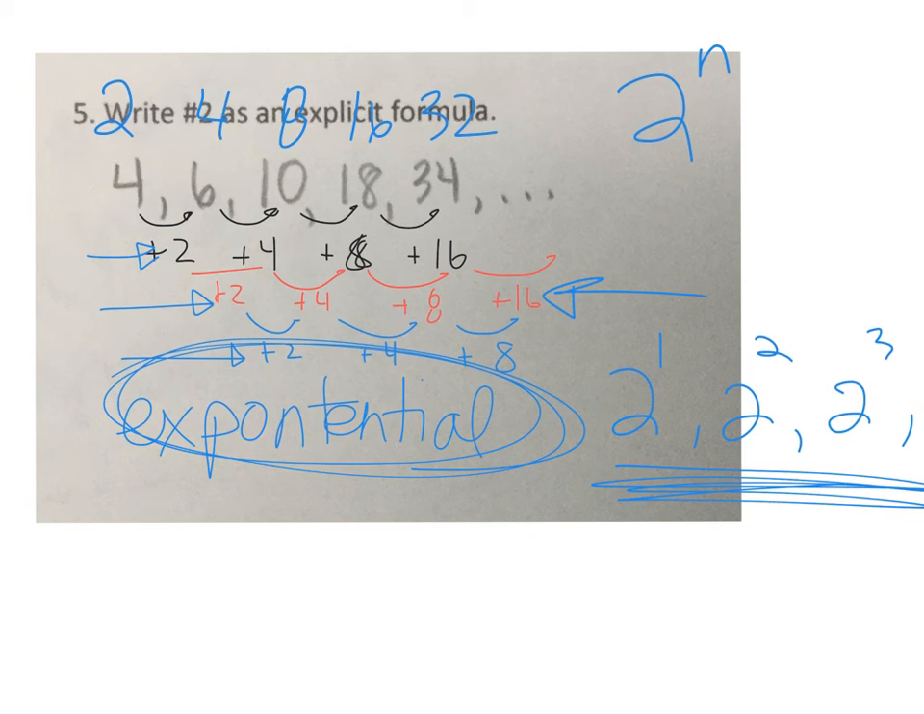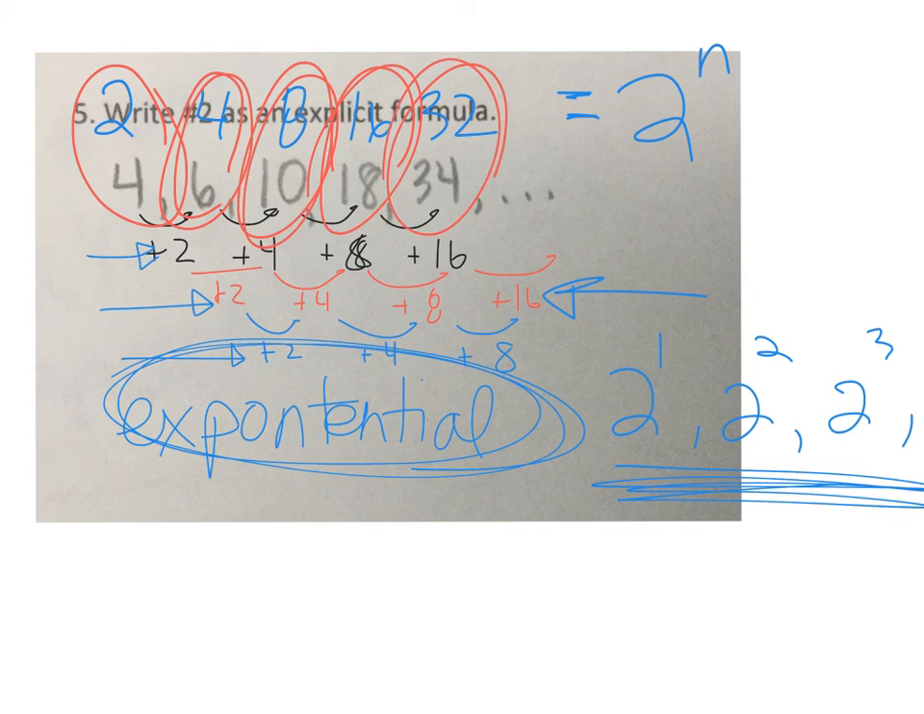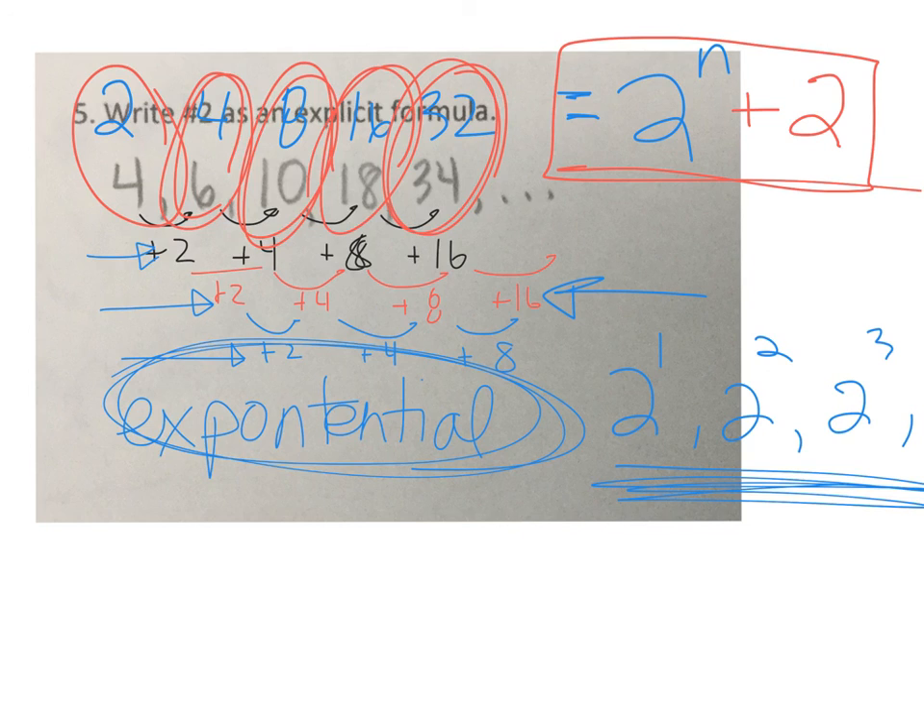If I were just having 2, 4, 8, 16, 32, then the equation would be 2 to the n. But I'm not. I notice that the 2 is not a 2, but rather a 4, and I'm finding a relationship between each of these. And I am noticing that it looks like the numbers in my sequence are 2 more than all the numbers from 2 to the n. So that must be my equation for this sequence.